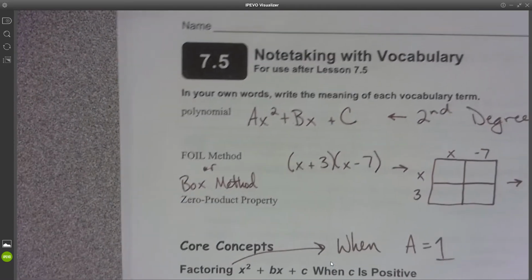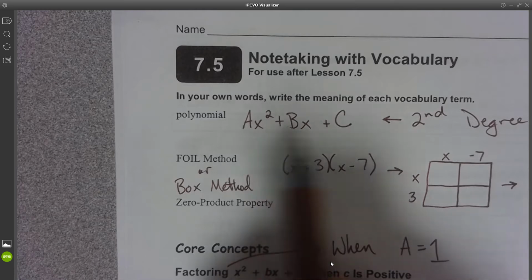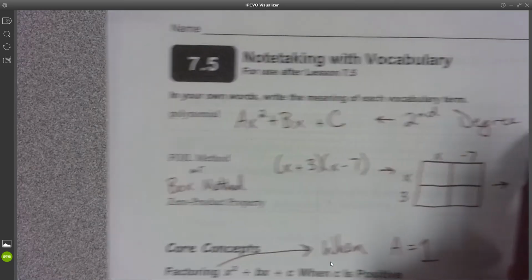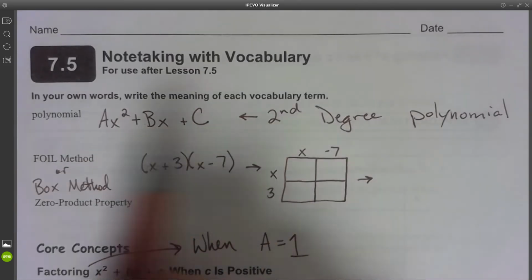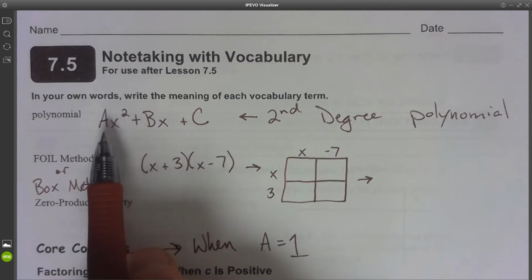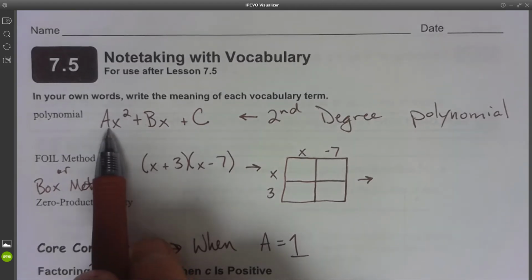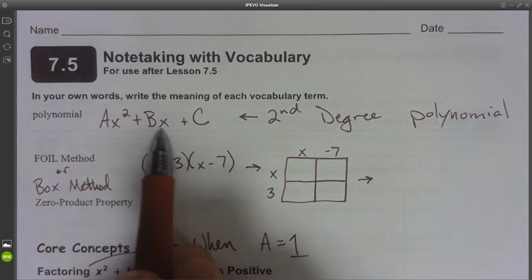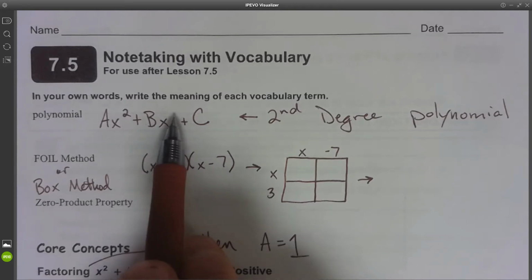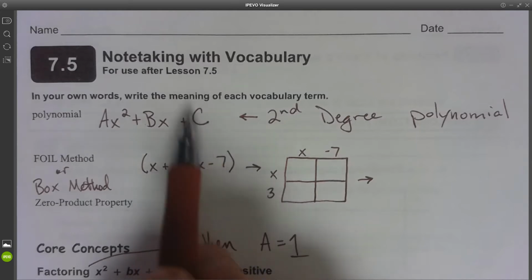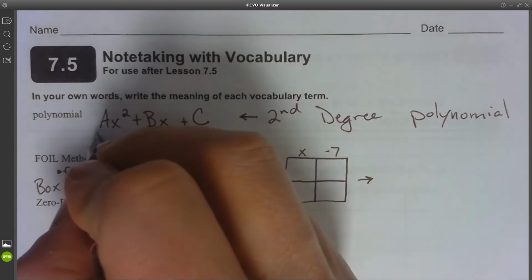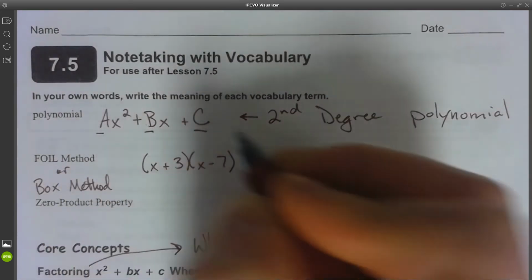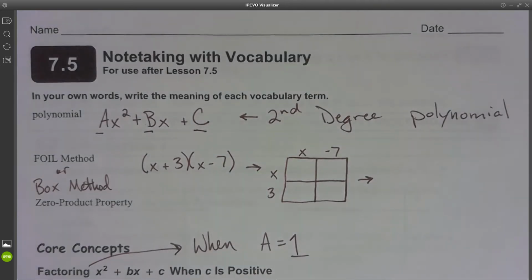In section 7.5, we're factoring second degree polynomials, which are going to be set up in this type of format where we have our variable squared. We may have an x to the first term and then a constant, just a number term. We refer to a, b, and c as the numbers involved in this equation.